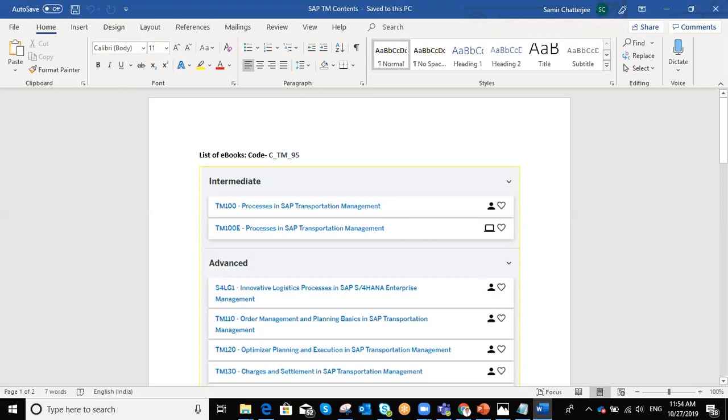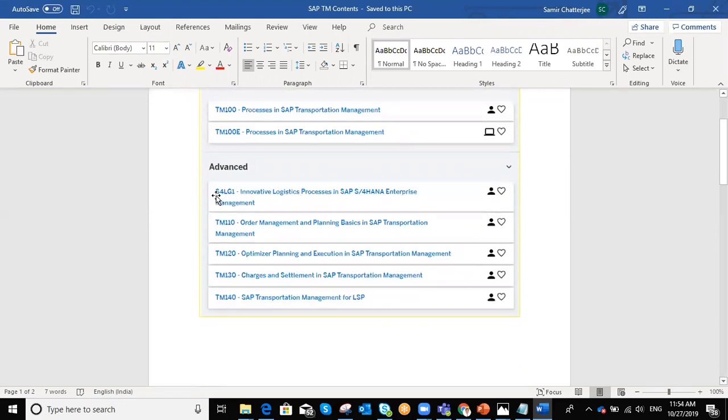And next is the S4LG1. S4 basically is the S4HANA system, L stands for logistics, and G1 stands for group. So it contains innovative logistics processes in S4HANA Enterprise Management, which involves SAP EWM and TM on the S4HANA platform. It involves both because EWM is an integral part of logistics execution, so we need to know some basic EWM concepts in SAP TM.